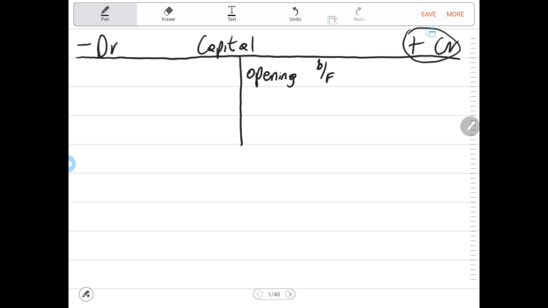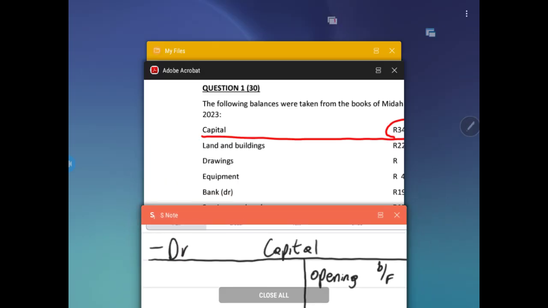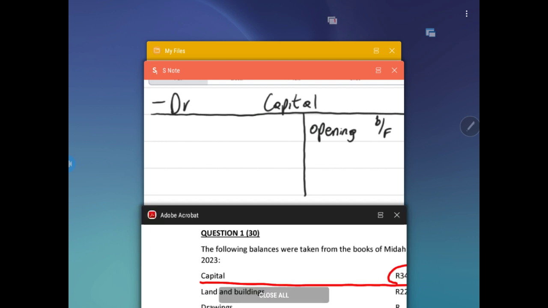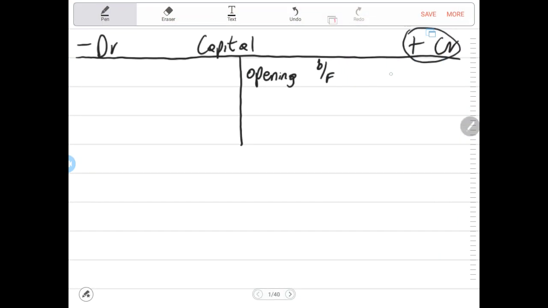You can just use that or say opening balance. Then we check how much is the opening balance for capital. It is 340,000 rands. We write that, 340,000 rands. This is a tick, a mark going to your mark box. Then we are done with the opening balance of capital.